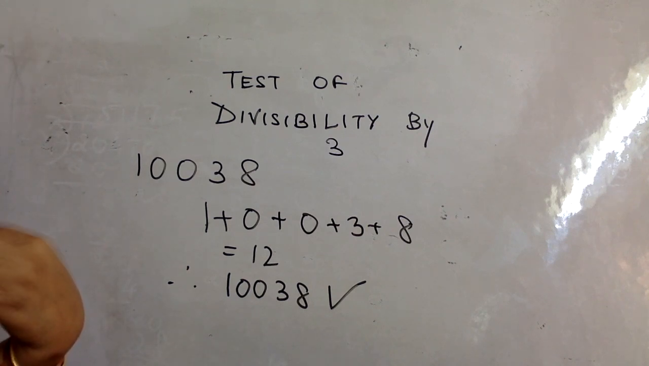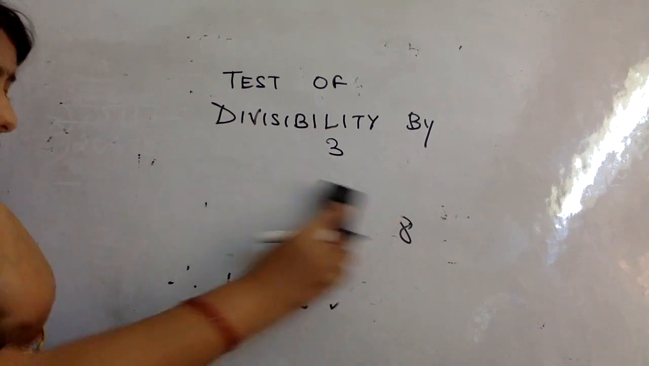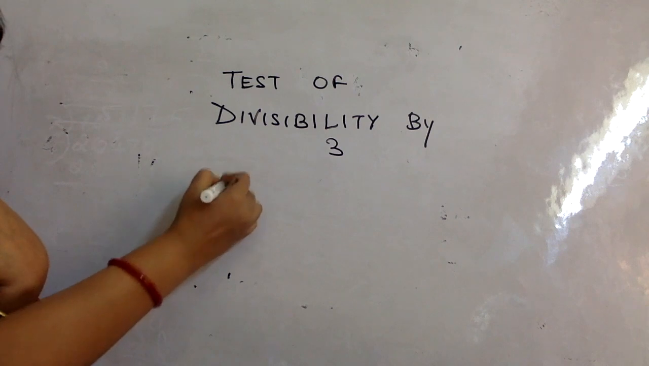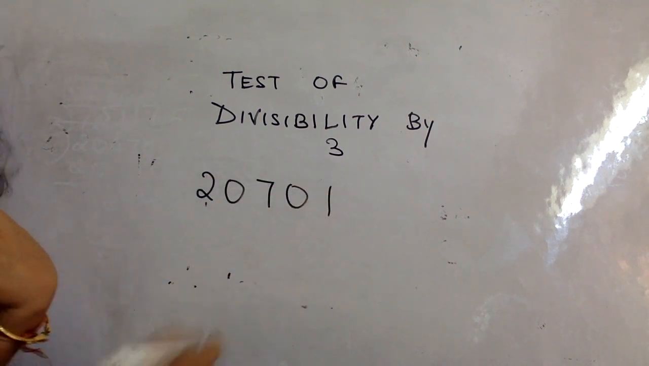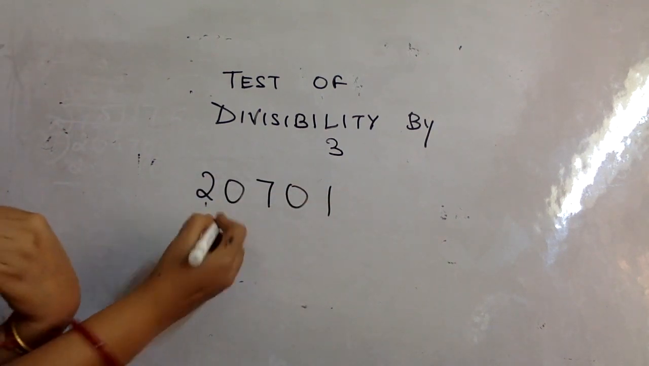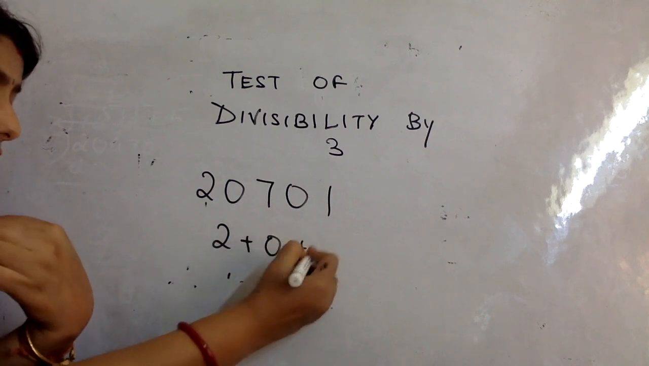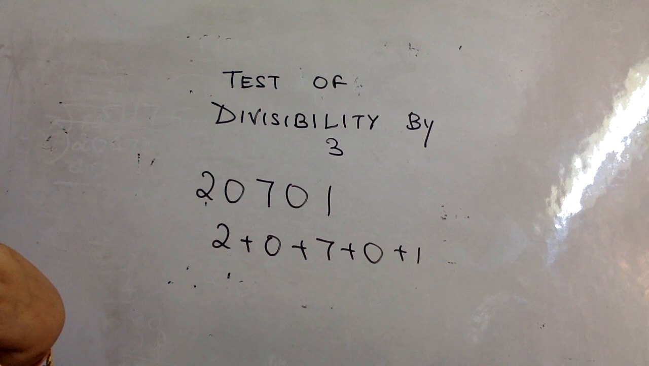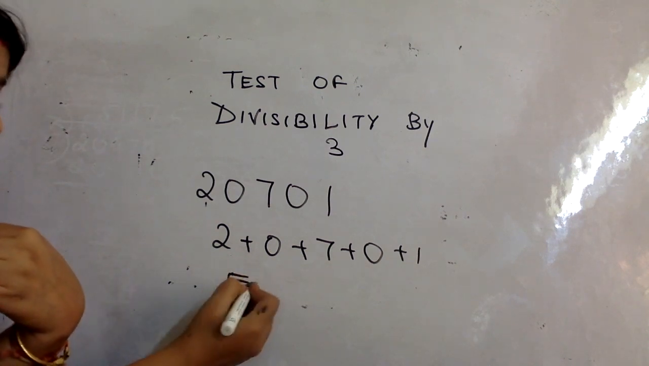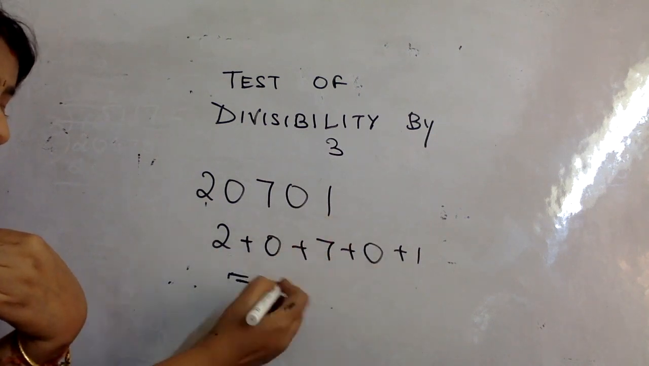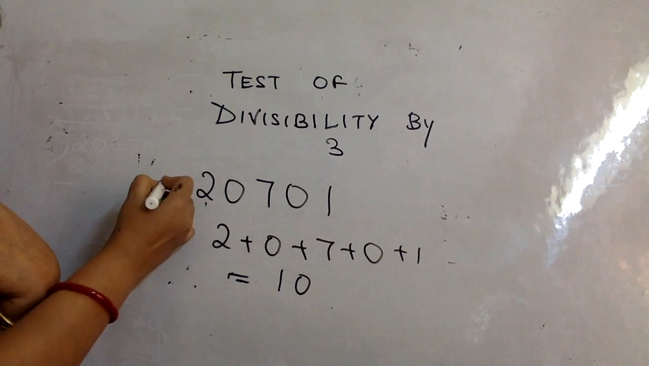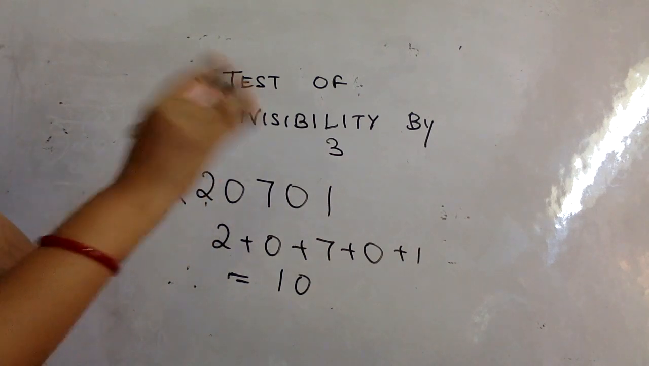Next, let's take up another example. 20701, and we'll add up the digits now. 2 plus 0 plus 7 plus 0 plus 1, that is 9 plus 1, 10. 10 is not divisible by 3, so the number is not divisible. It will not go by 3.